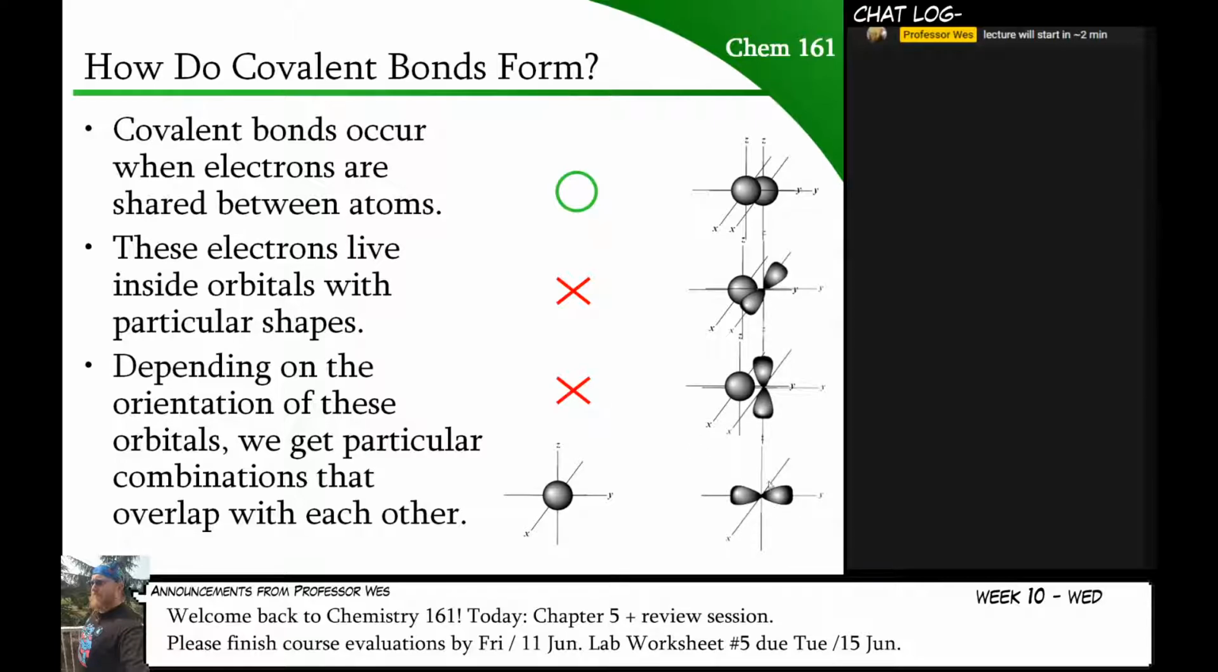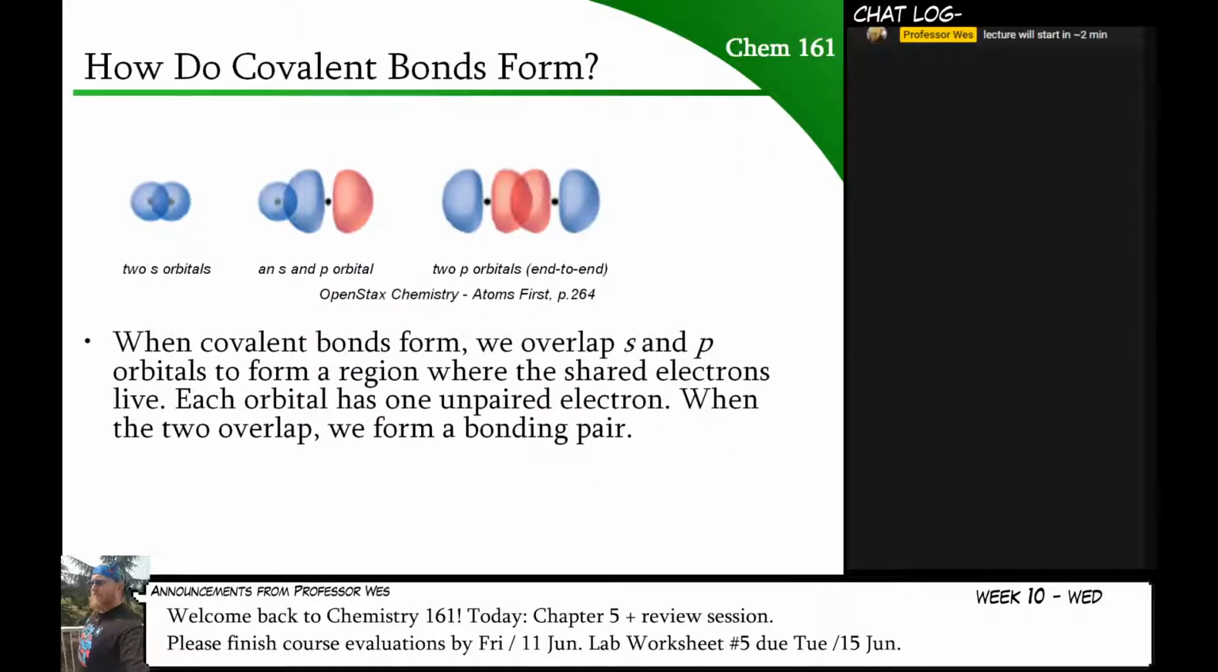But if I change the orientation of my p orbital so that it faces along the y-axis, since that's the one I'm moving along, this would work. So I can move my orbitals closer together, and certain combinations will result in orbitals overlapping, and some of them won't. So what we're going to do is examine those possibilities in more detail.